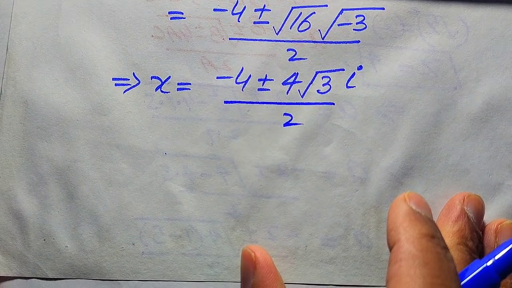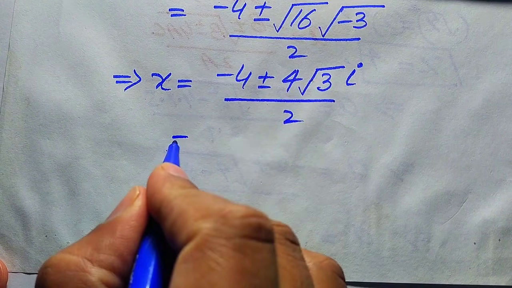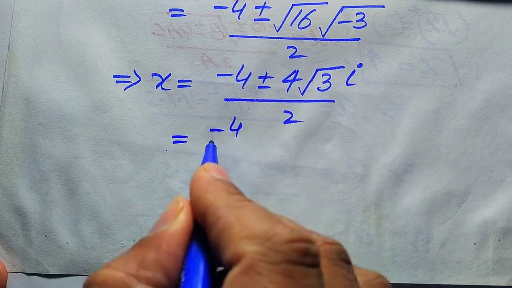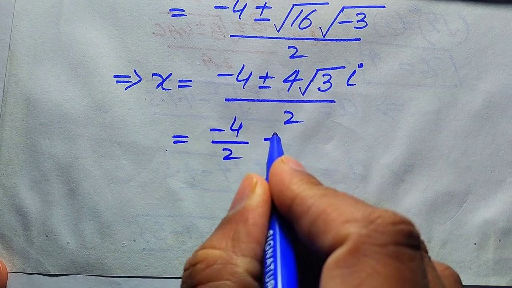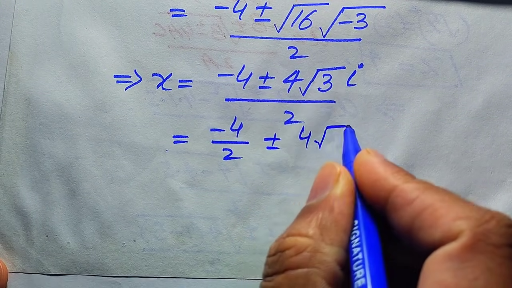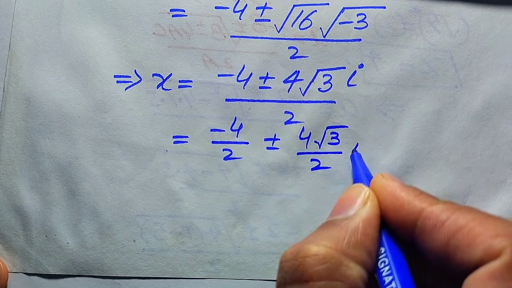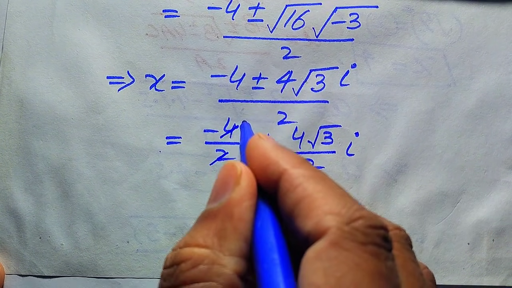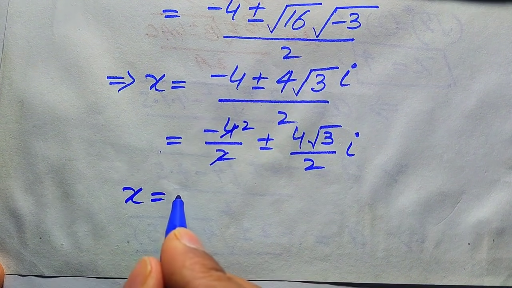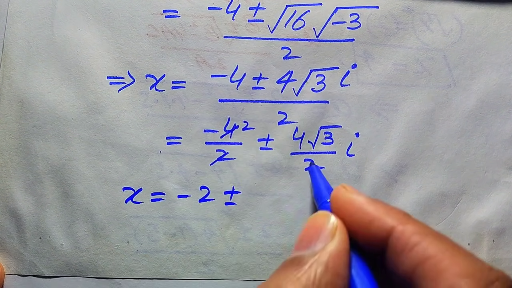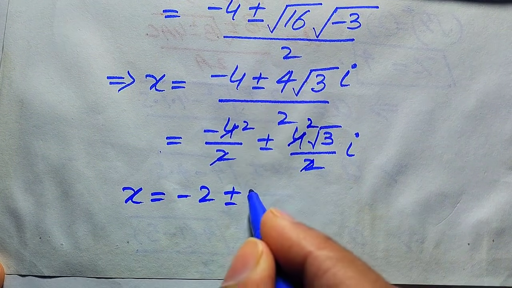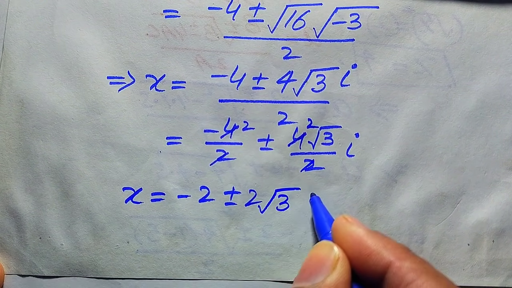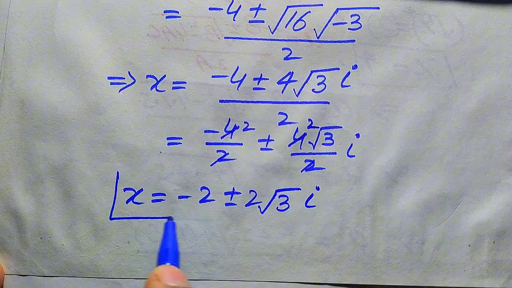And in the final step we need to break this fraction, and when we break it, it will be written as minus 4 divided by 2 plus minus 4 times square root of 3 divided by 2 into iota. Here we cancel these terms. This is 2 times 2 becomes 4, and we get x is equal to minus 2 plus minus, this is also 2 times 2 becomes 4, and we get 2 times square root of 3 into iota.